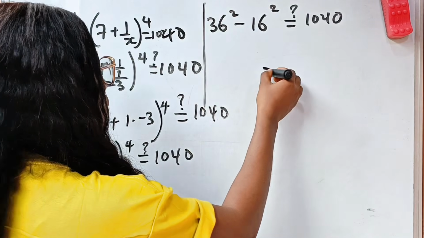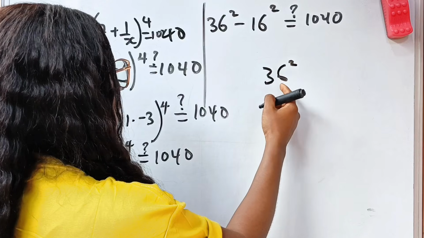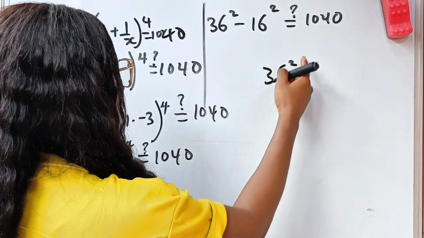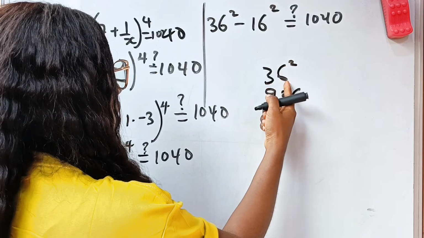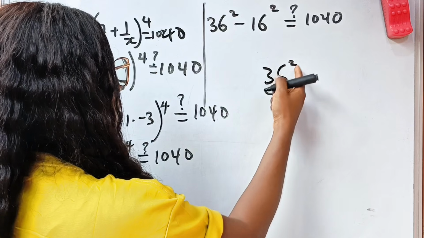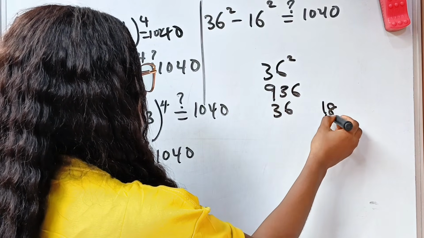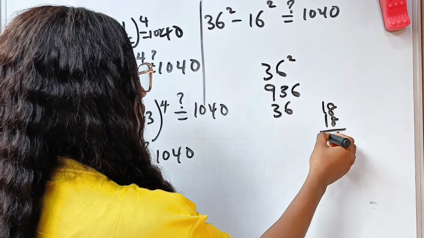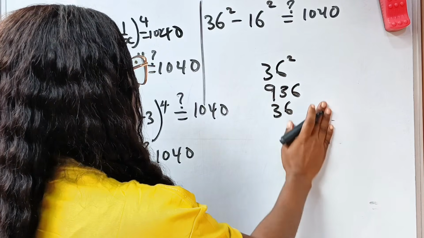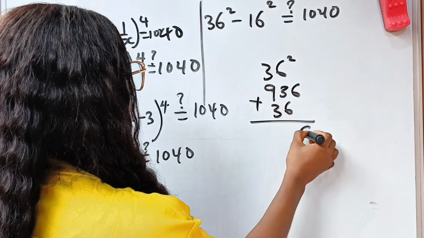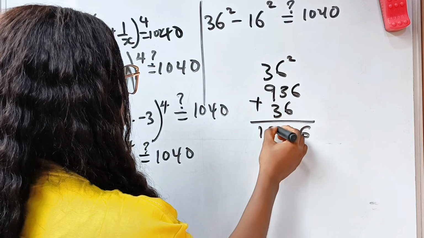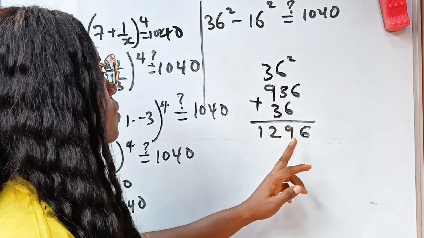Okay, so I'm going to make use of one of them to get 36 squared. 6 squared is 36, 3 squared is 9, 3 times 6 is 18, 18 times 2 is 36, right? 18 times 2, I want to be sure, okay, is 36. All right, so we are going to add this. We have 6, we have 9, we have 12. So this is 1296.